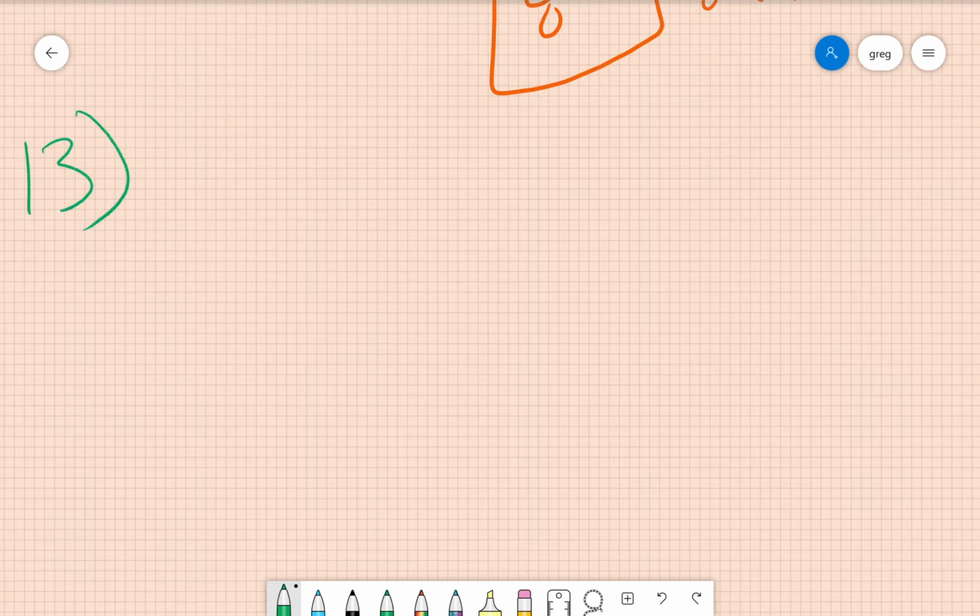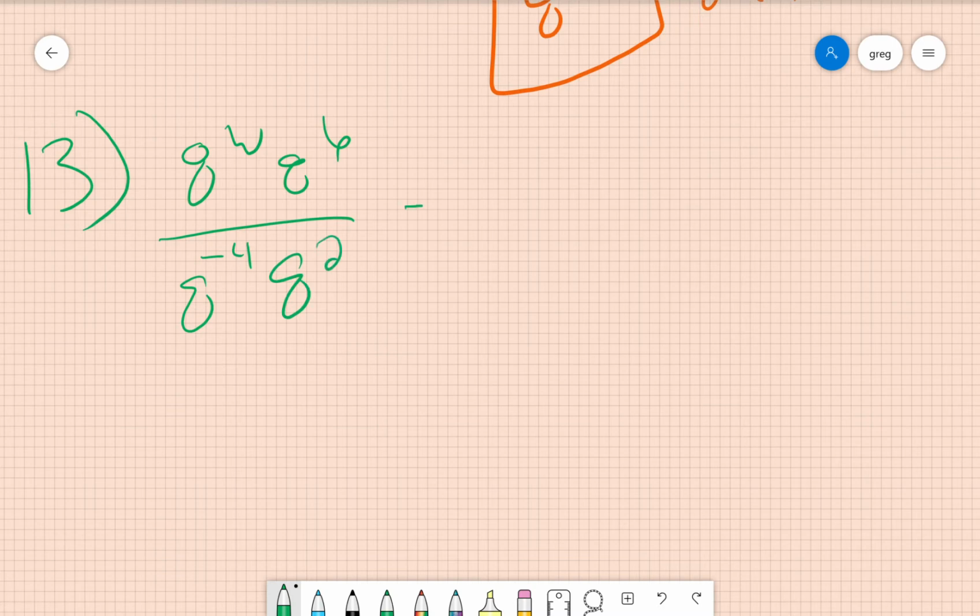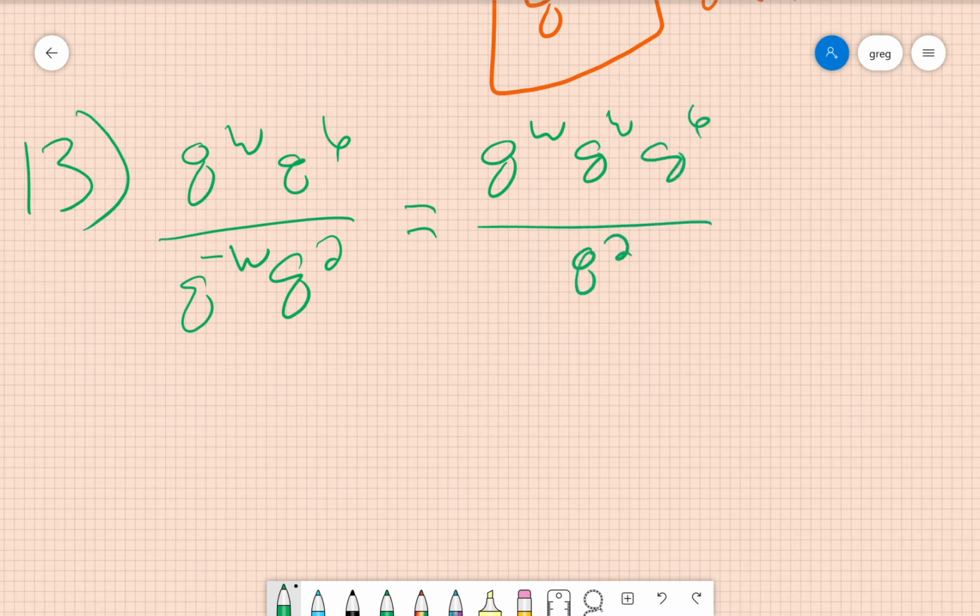So for 13, we have 8 to the w times 8 to the 6 over 8 to the negative w times 8 squared. Did I mess up somewhere? Minus w, my apology. Okay, there you go. So is that right? Now what's the first thing I should do? Flip. The one has a negative exponent. Let's go ahead and flip its position. 8 to the w times 8 to the w times 8 to the 6 over 8 squared.